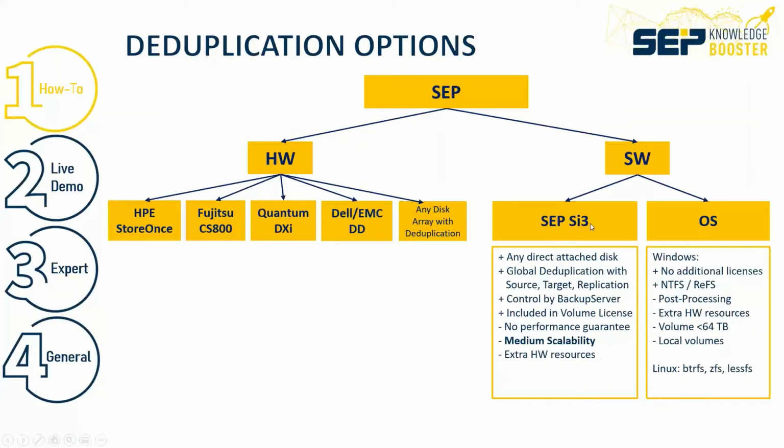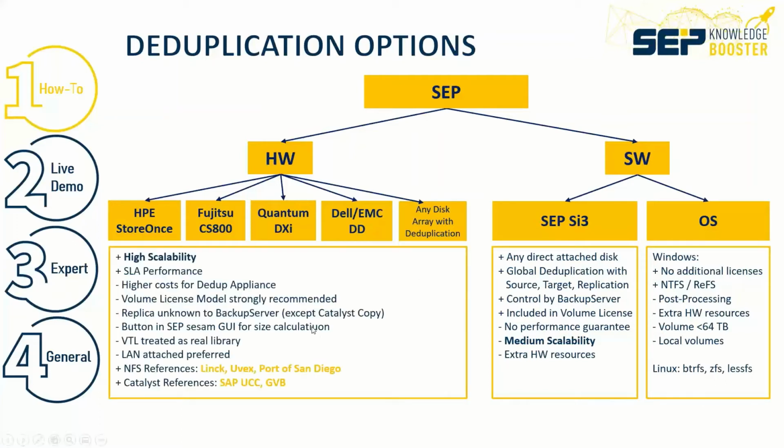The deduplication of SI3 is included in our volume license. You could just switch on deduplication. It's all included. However, you need some extra hardware resources. As I have told you, you need more CPU, you need more RAM, because someone has to do the deduplication work.